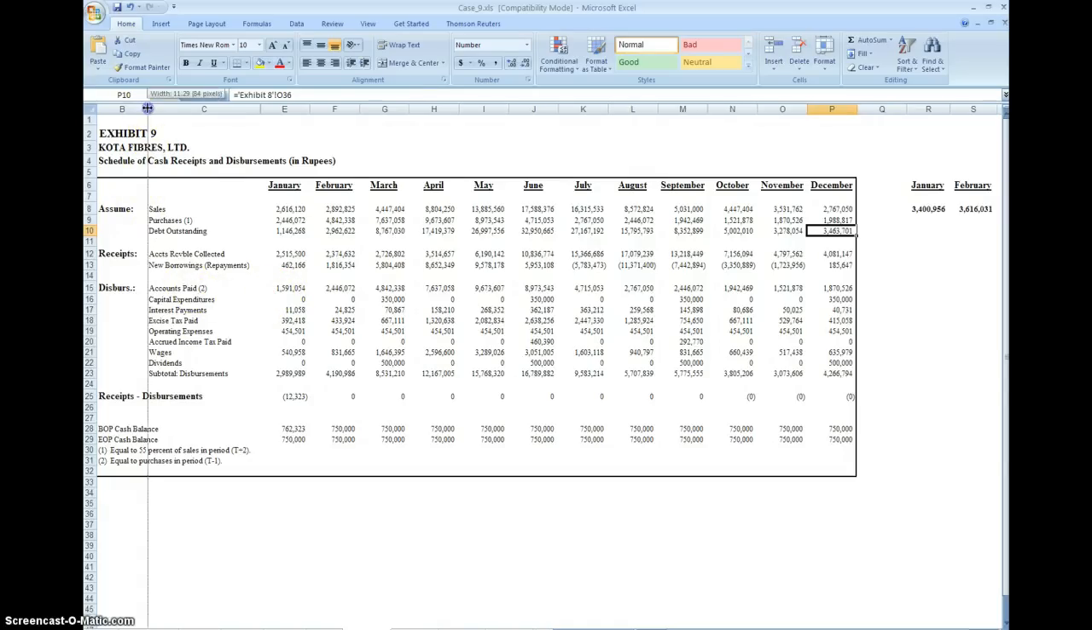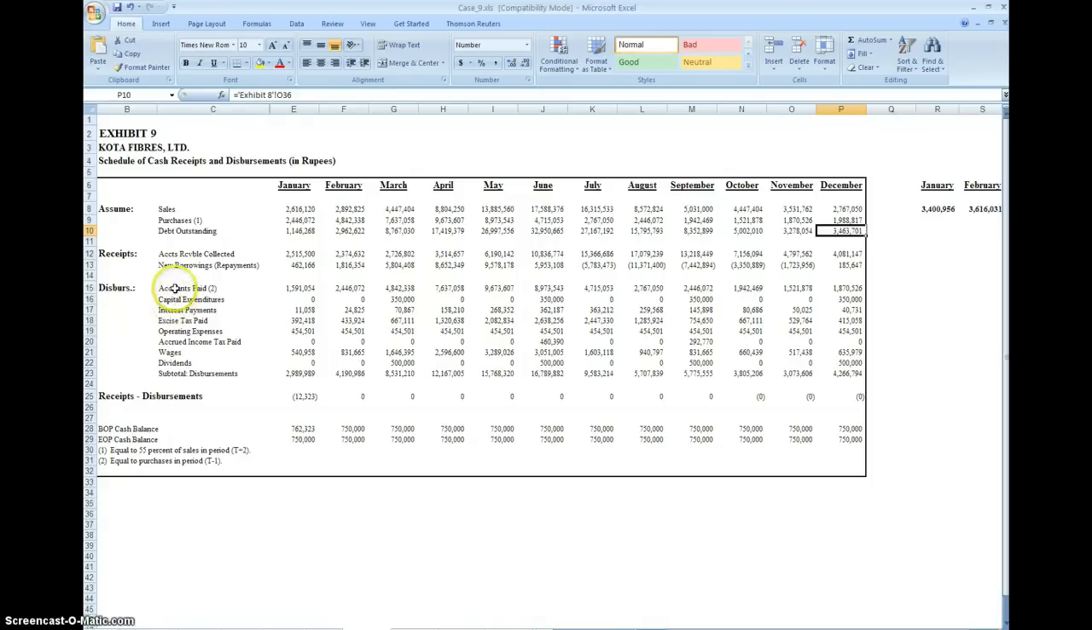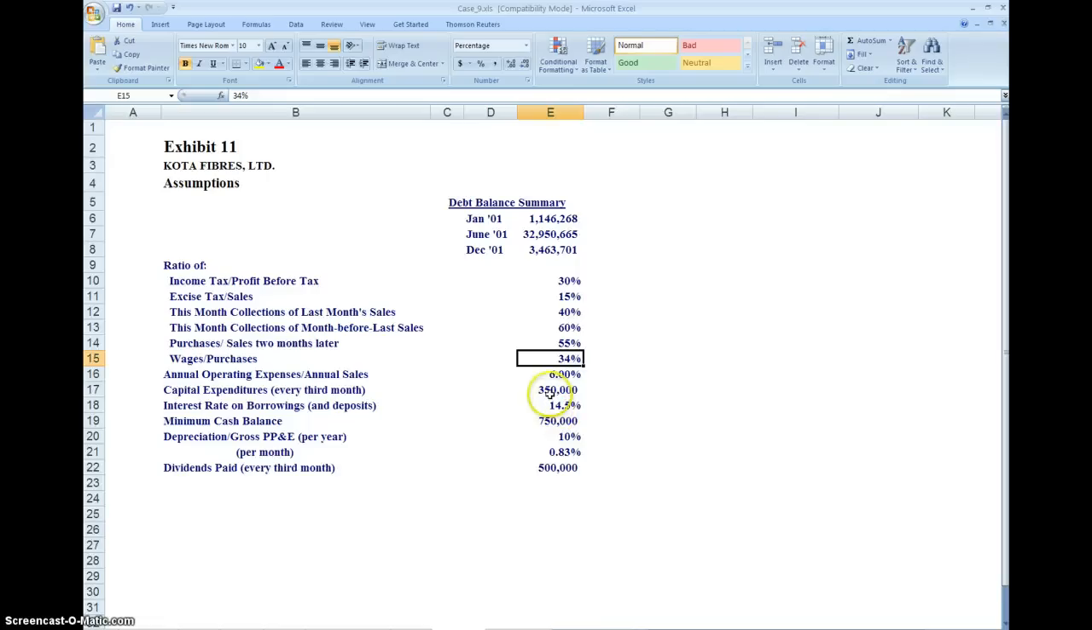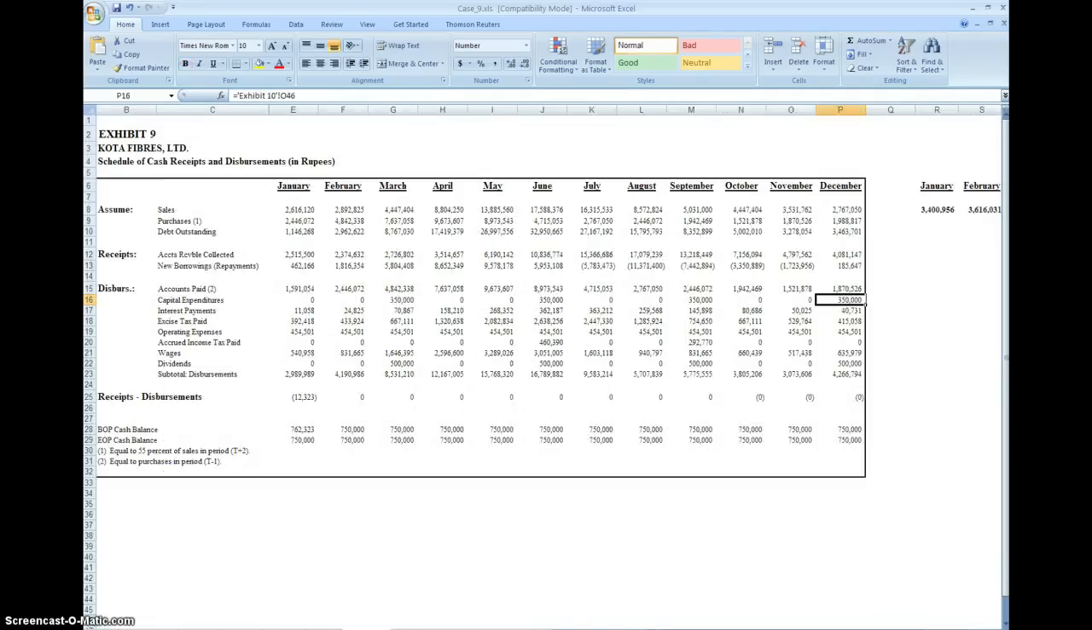These are their disbursements. I need to expand this a little bit. And the disbursements will be whatever they paid to their suppliers, whatever they spent money on in terms of maintaining their equipment here, that $350,000. Again, we'll see that here as in Exhibit 11, that's required in order to stay in business, or at least keep the machinery running. They have to pay this interest on their debt, and that's given. It's a function of how much money they've borrowed.